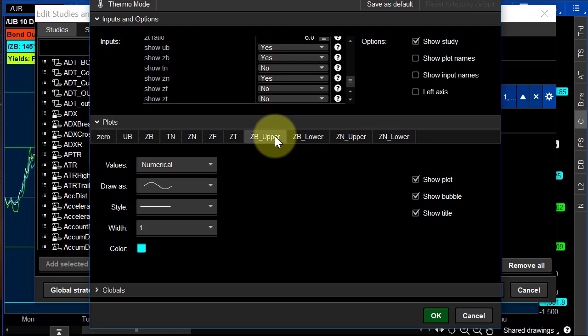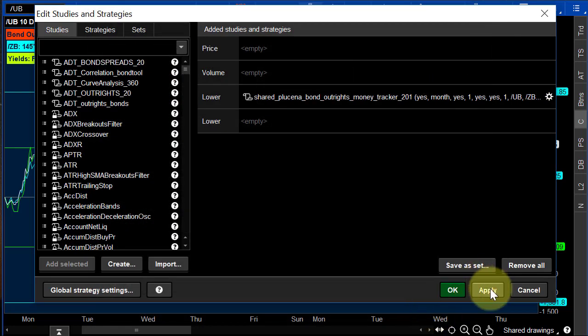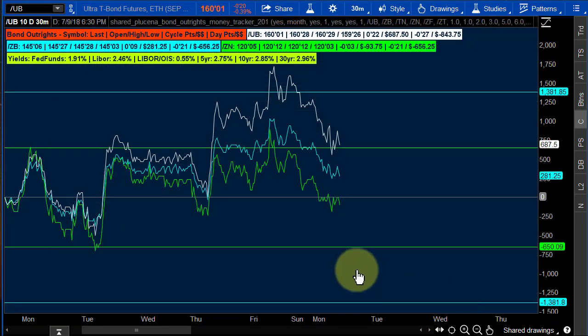Now down below, the upper band and lower band of the ZB of the 30-year is going to be blue. The ZN upper and ZN lower is going to be green. And all this is showing me is the straddle from the options on those futures contracts. So the upper and lower band is showing me the implied range of those futures contracts. So if I go OK, apply, OK. The green is going to be the 10-year. The blue is going to be the 30-year.